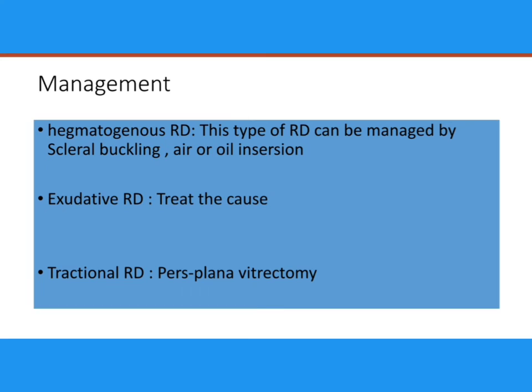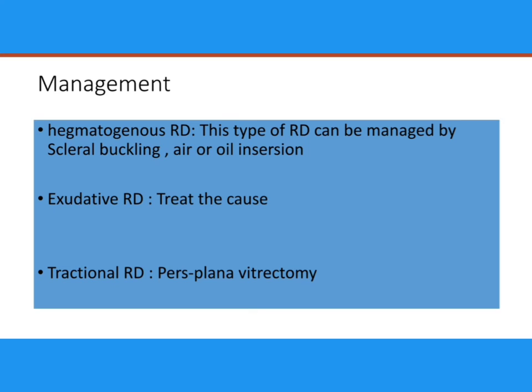And tractional retinal detachment, like in case of diabetes, is mainly tractional. In this case I wrote pars plana vitrectomy, because due to the scar formation, the vitreous is now pulling the retina, which is the main reason for the retinal detachment. So pars plana vitrectomy is done to remove the vitreous and replace it with a solution of the same refractive index, so that the shape of the eyeball will be maintained. So this is how pars plana vitrectomy is performed, and by performing it, we can easily treat this tractional retinal detachment.